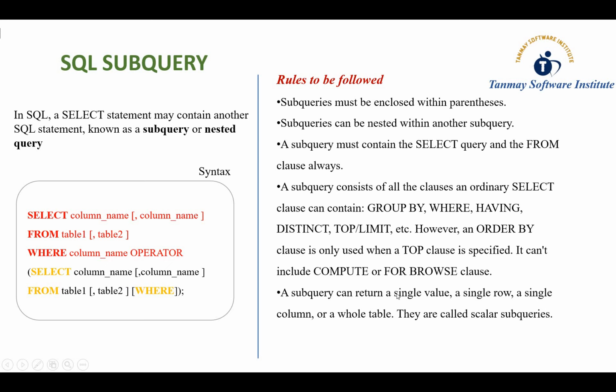Now in the next, a subquery can return a single value, a single row, a single column or a whole table. असं सब क्वेरी फक्त एक सिंगल व्हॅल्यू रिटर्न करते का नाही, ही काय काय रिटर्न करू शकते, अ सिंगल रो, अ सिंगल व्हॅल्यू, a single column also it can return, or a whole table that subquery also return. They are called scalar subqueries.